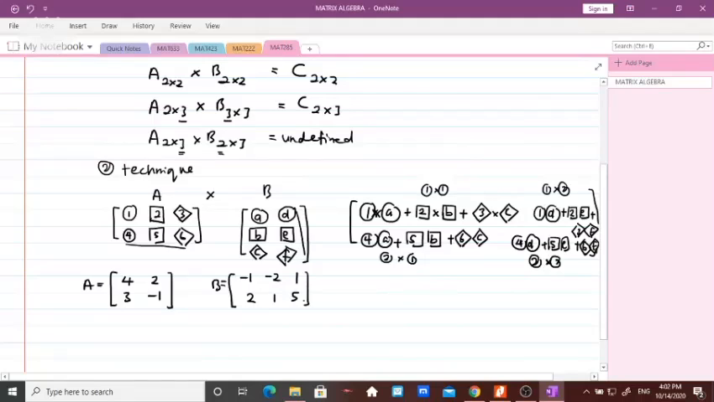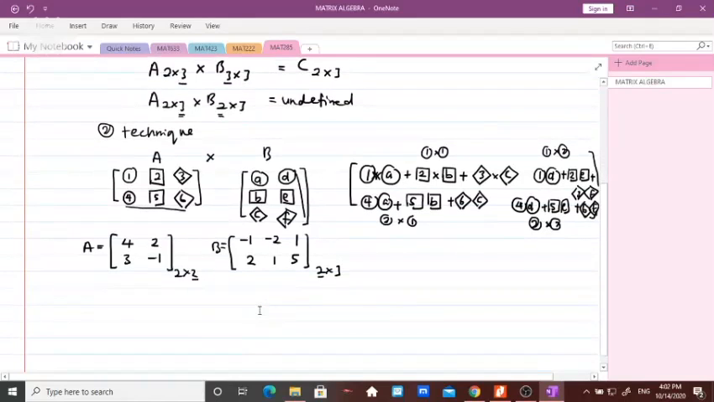Okay, before we perform the multiplication, we check the size first. So A is 2 by 2, B is 2 by 3. So the number of columns equals the number of rows, so we can perform the multiplication. Then we use the same technique I've shown before.